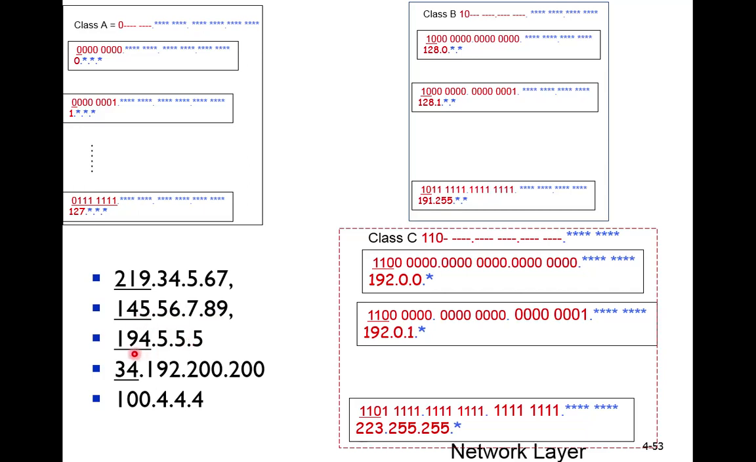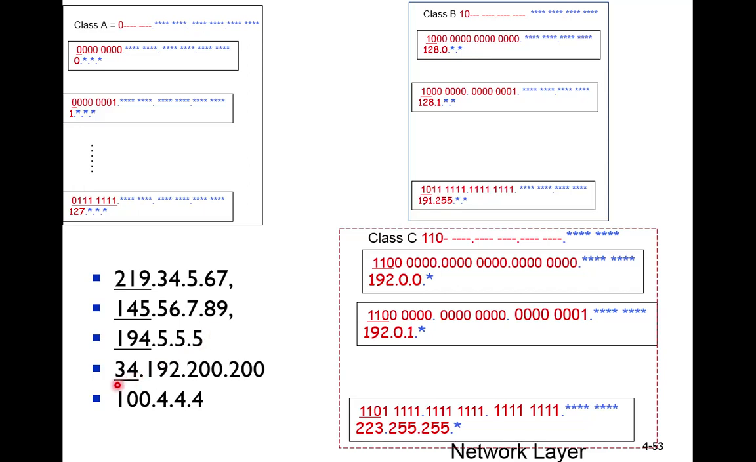Similarly, 194.5.5.5, this is the IP address. By using the decimal representation of the first byte, 194, it falls in this range, so it belongs to class C. So here the first three bytes are the network part, three bytes are the common prefix, 194.5.5, and this last byte is the host part.